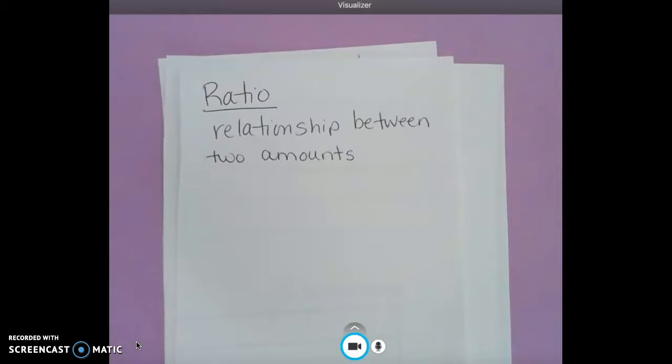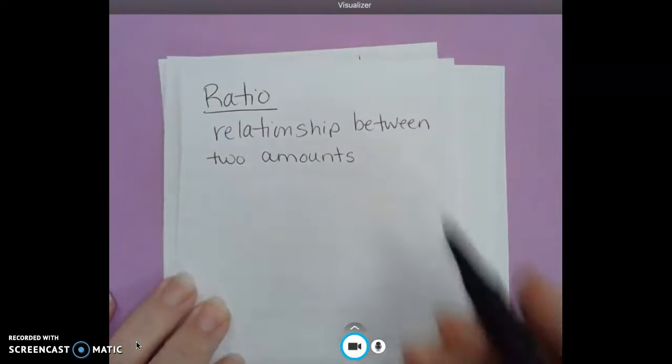Let the math begin. Today our focus is going to be ratios, and a ratio is simply the relationship between two amounts. And there are three different ways we can show that mathematically.